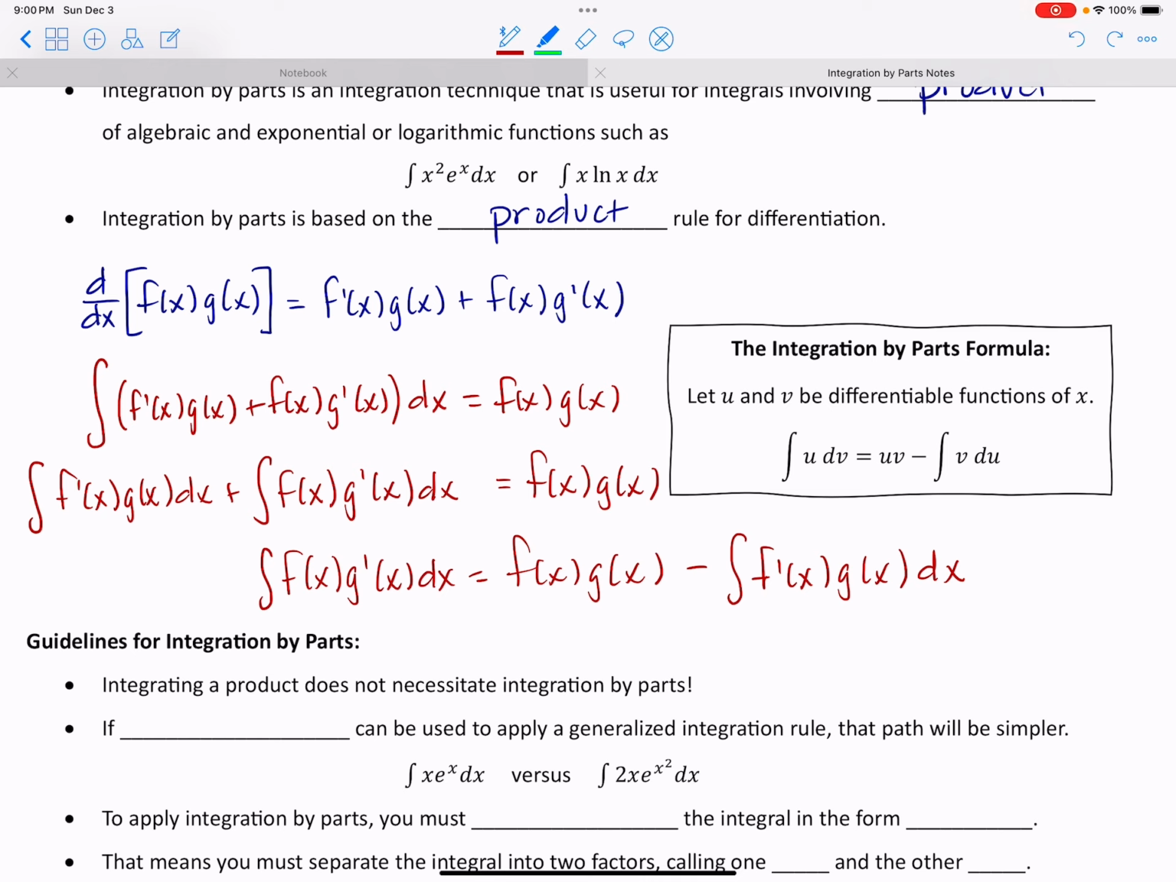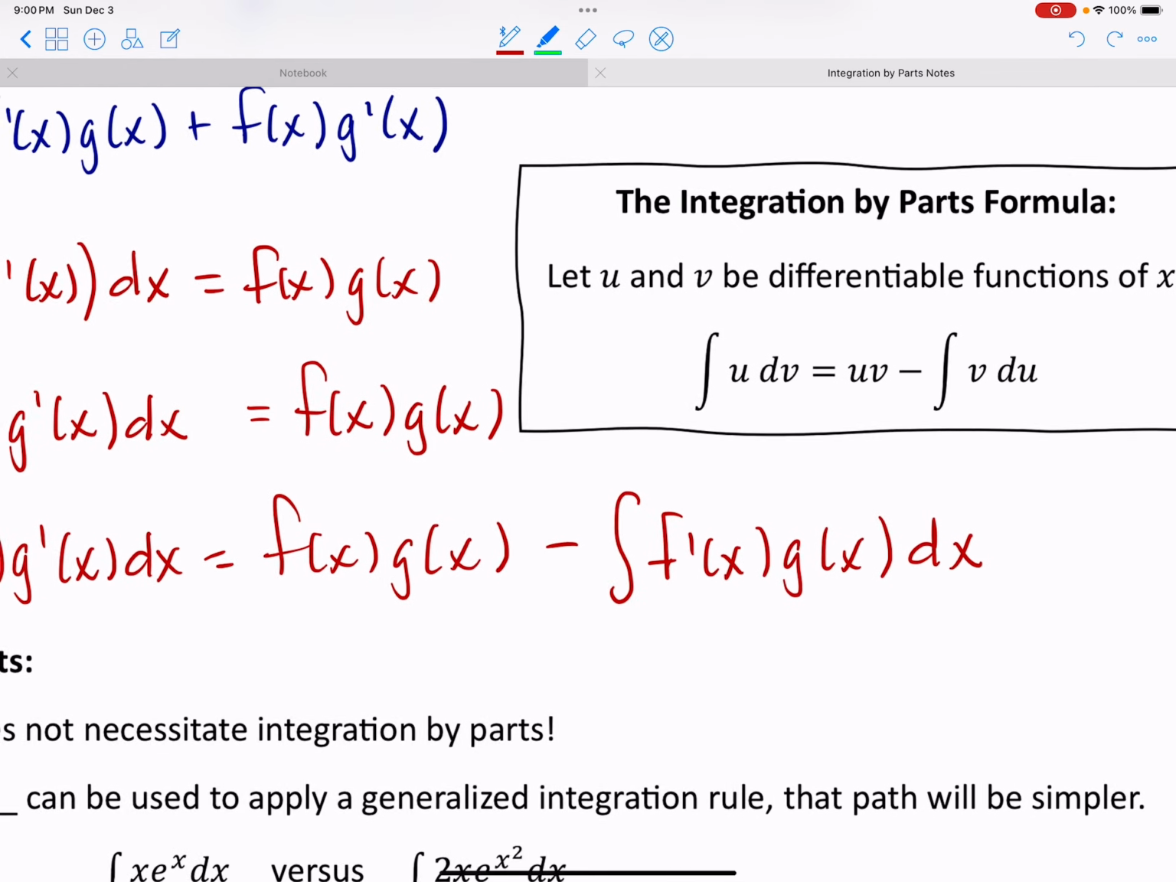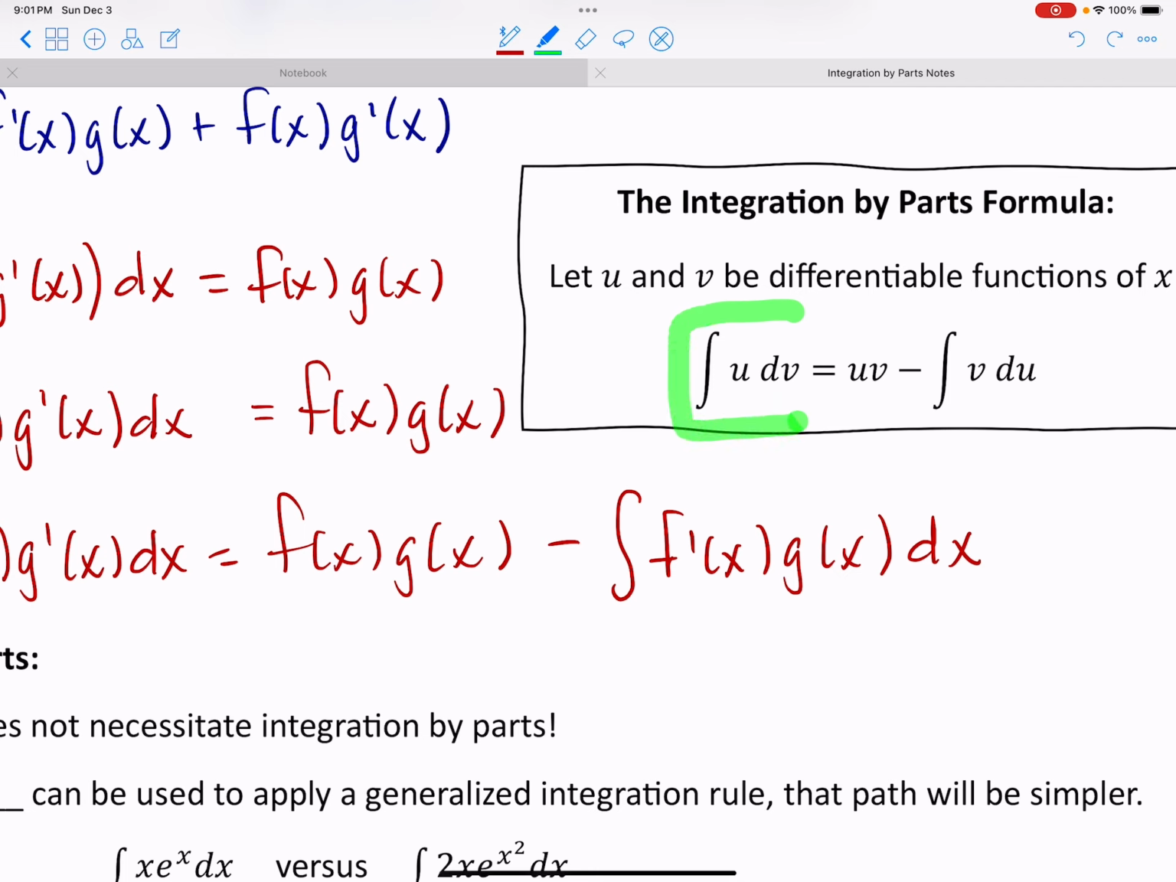Then in this formula, if we're trying to integrate the product of u and the derivative of v, that would be like f and then g prime. If that's what we have in our product, a function and the derivative of a second function, then this is the formula we can use to simplify the integral. And so in this process, again, what we're going to start with is we're trying to take the integral of a product, and that product contains a function and the derivative of a separate function.